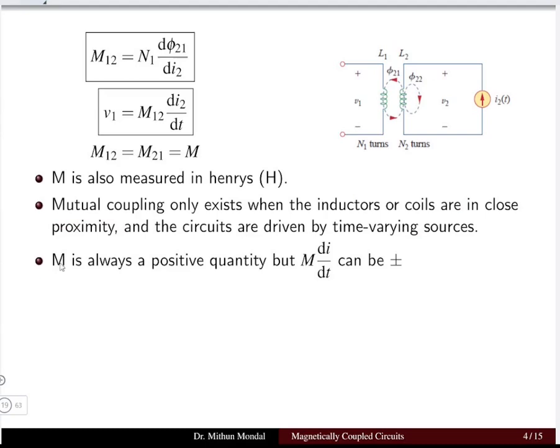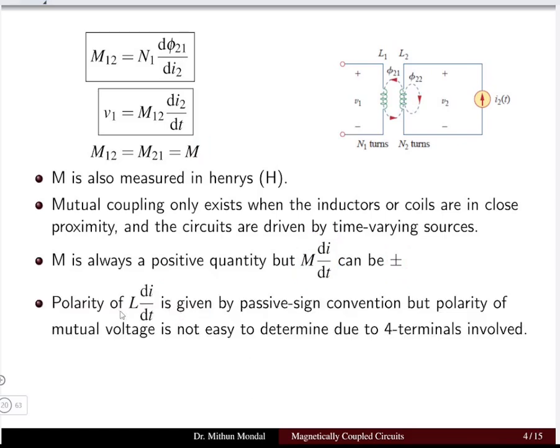Now, we can understand that the mutual inductance M is always a positive quantity, just like the self-inductance L. However, the voltage which is induced due to the mutual inductance, M di by dt, may be positive or negative in accordance with passive sign convention. So, the polarity of L di by dt, that is the voltage induced due to the self-inductance, we can determine using the passive sign convention. But the polarity of mutual voltage, that is M di by dt, cannot be determined by the passive sign convention, because four terminals are involved now.